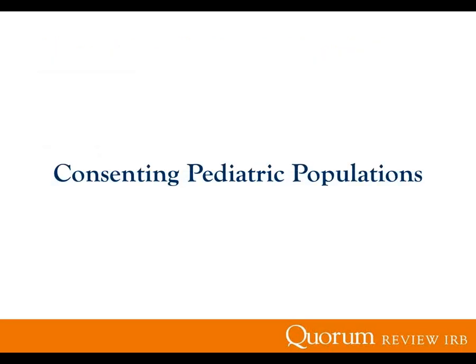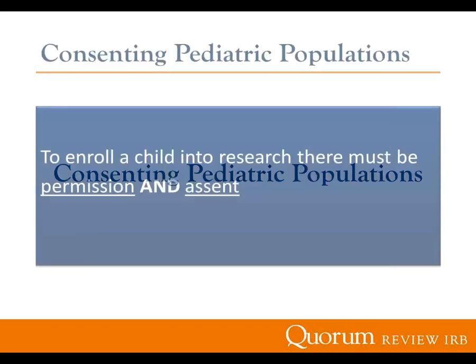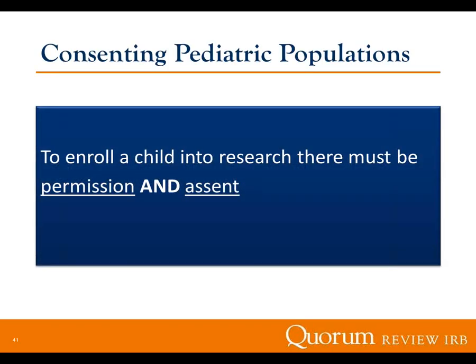So now that we've talked about research that's permitted by the regulations and about recruiting these pediatric populations into the research, let's take it a step further. If you get past those two parts, you have consenting pediatric populations. Now, this section is probably going to be the longest section today. There's definitely a lot to cover in terms of consent and assent when you're talking about pediatric populations.